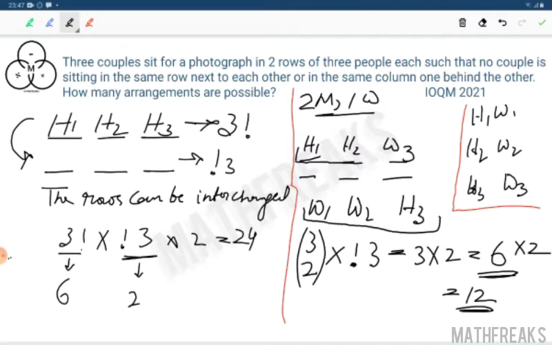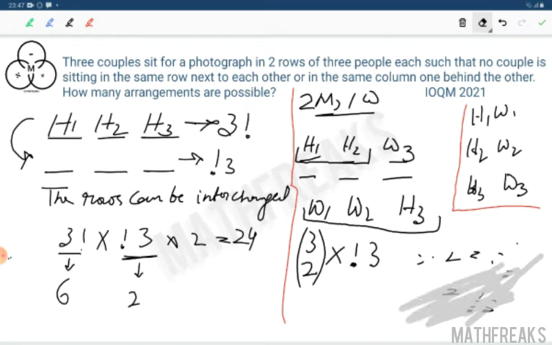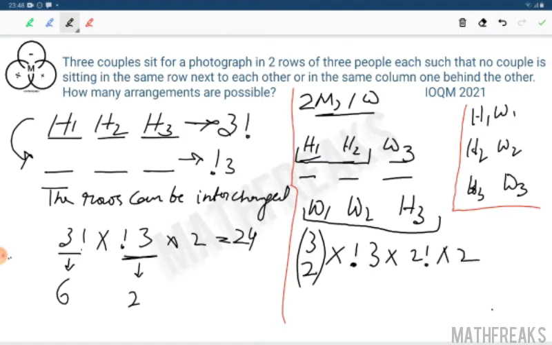This H1 and H2 can be arranged in 2 factorial ways, and the rows can be interchanged. So this is 6 into 4, 24. Now this H1 H2 are here. This H1 H2 can be here also, and W3 here, into 2, 48 arrangement we got.